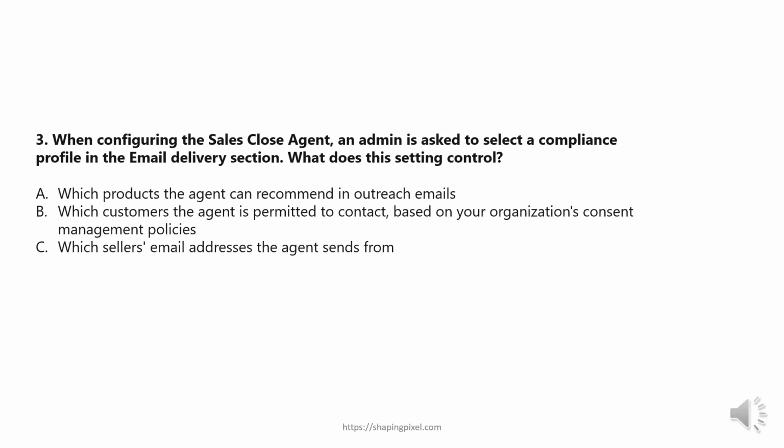When configuring the Sales Close Agent, an admin is asked to select a compliance profile in the email delivery section. What does this setting control? Which products the agent can recommend in outreach emails? Which customers the agent is permitted to contact based on your organization's consent management policies? Which seller's email addresses the agent sends from? Correct answer is option B.